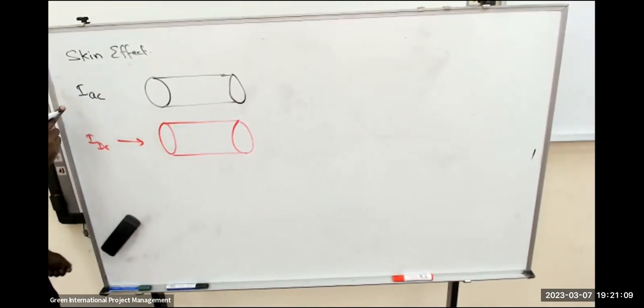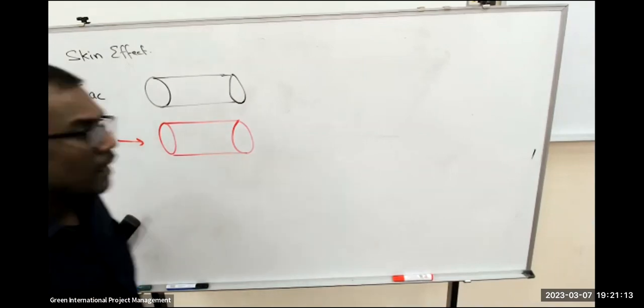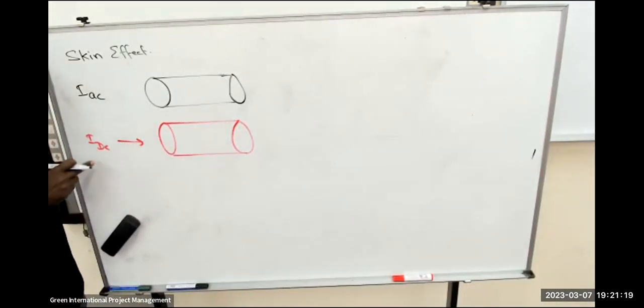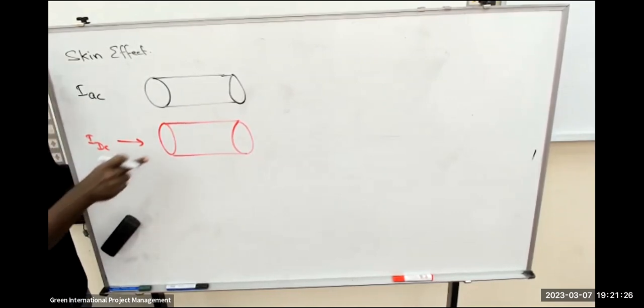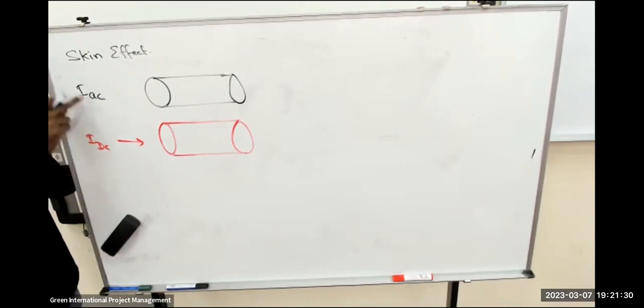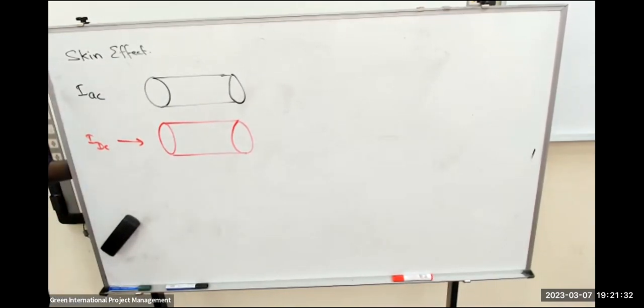So the black color wire carries an AC current, and the red color wire carries a DC current. The conductor carries the DC current. The current means electrons. In DC, the electrons are uniformly distributed in the conductor. If it is AC current, the electrons are not uniformly distributed. To understand this easily, just imagine DC current is like a college bus.